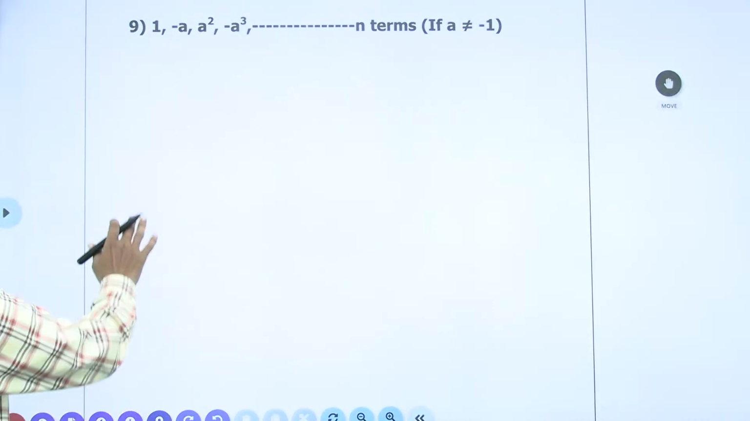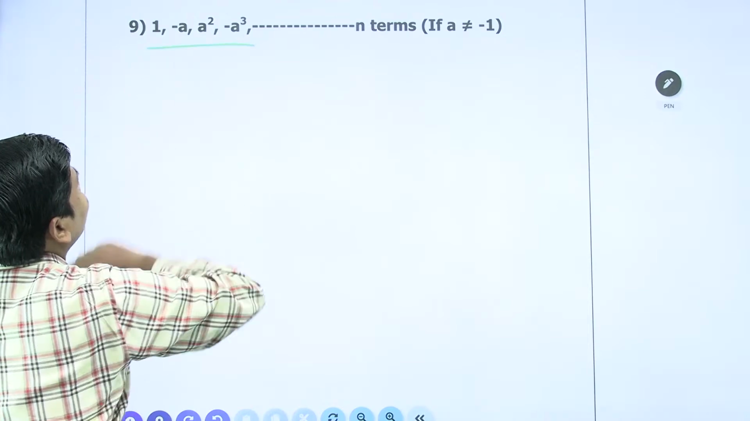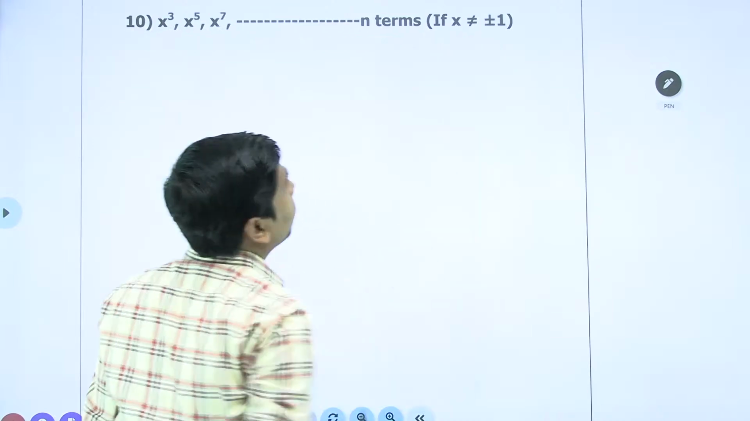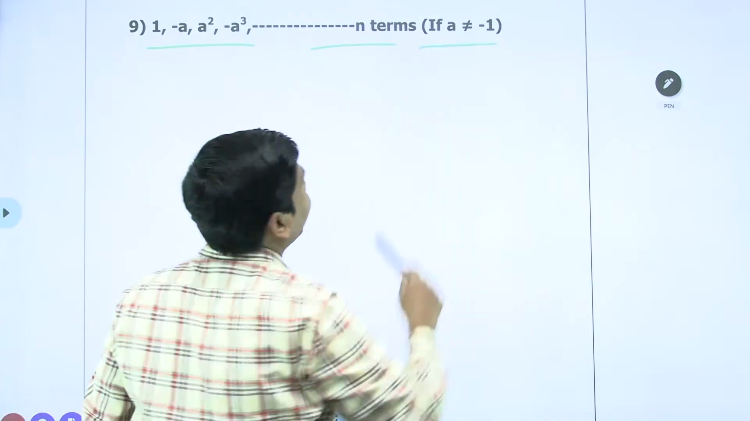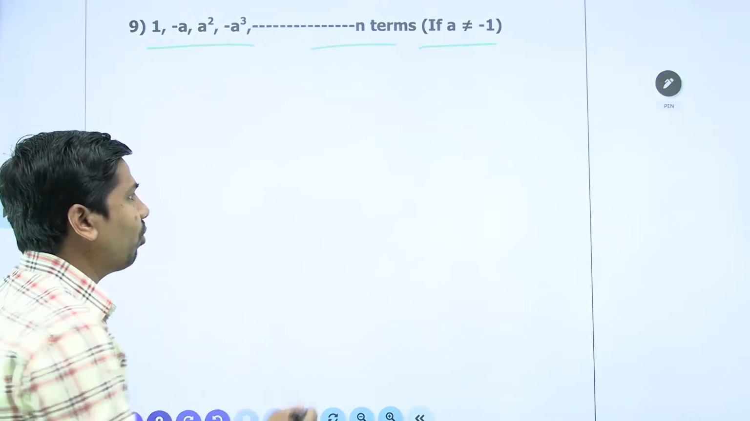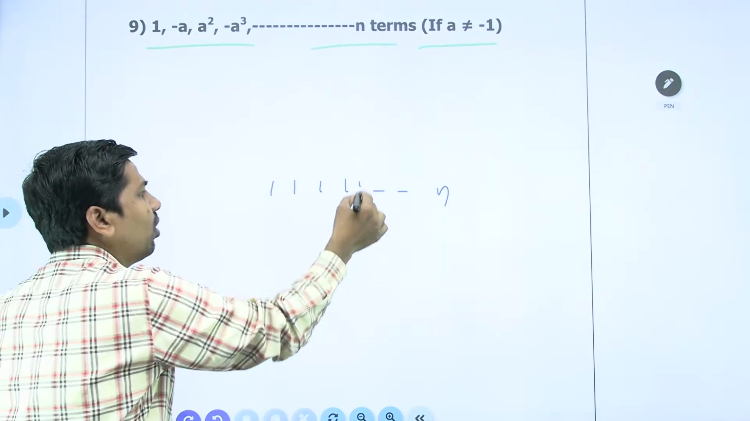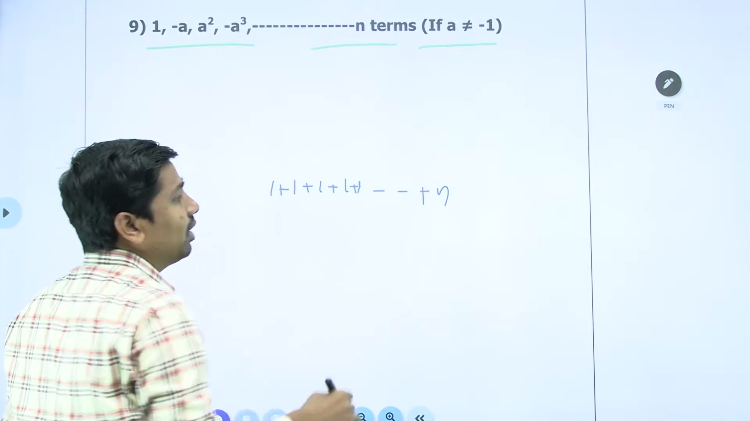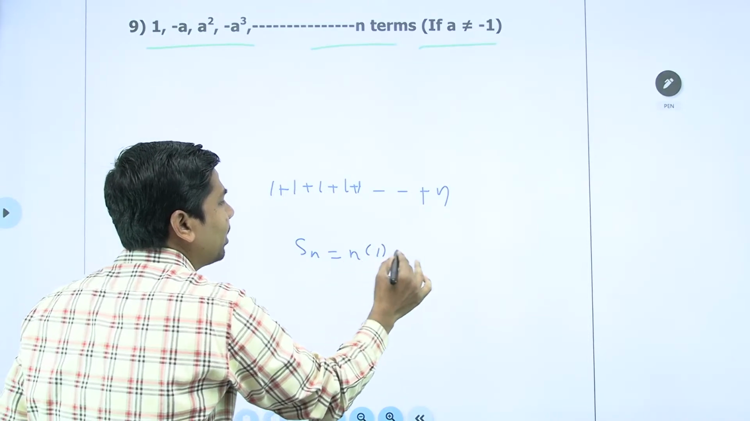Again, find the sum of the n terms, where the terms are 1, minus a, a square, minus a cube, and so on up to n terms, where a is not equal to minus 1. If a is equal to minus 1, all the terms will become 1. If all the terms are 1, 1, 1, 1 up to n times, what is the sum of all these terms? That is 1 plus 1 plus 1 and so on n times. If you add 1 n times, what is the sum? It is n into 1, that is n.